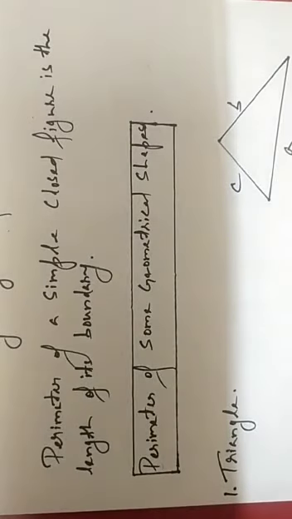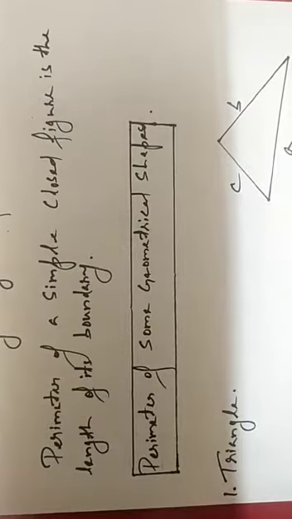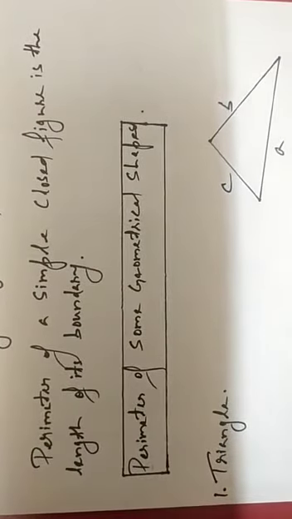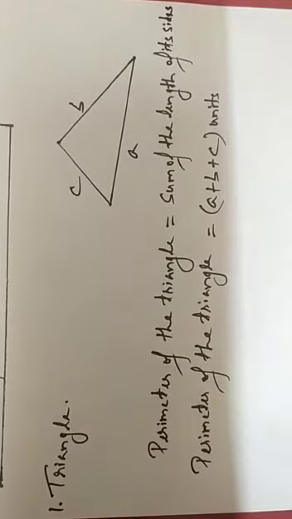Children, do you know what is perimeter? The perimeter of a simple closed figure is the length of its boundary. Now we will learn how to find the perimeter of some of the geometrical shapes. First we will learn how to find the perimeter of a triangle.